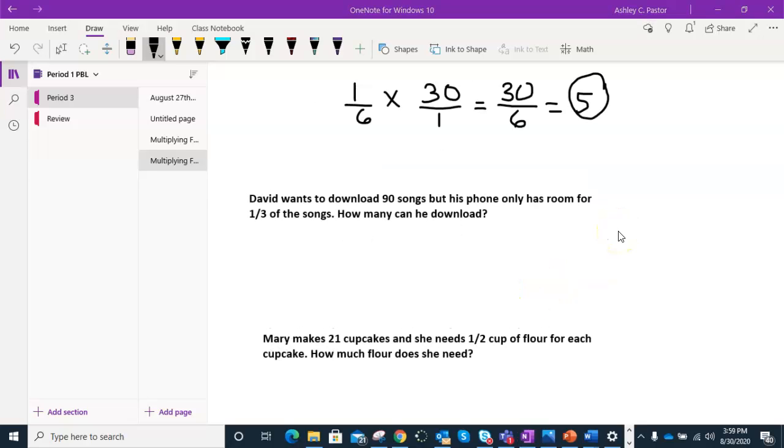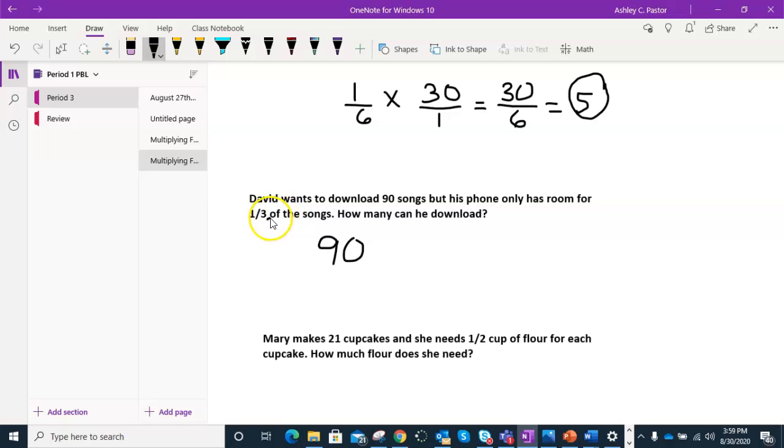The second one says that David wants to download 90 songs, but his phone only has room for 1/3 of the songs. So how many songs can he download? So we know we're starting off with 90 songs. So I'm going to put here 90, right? And it's saying that his phone only has room for 1/3 of the songs.